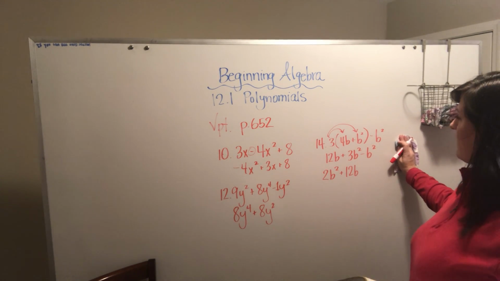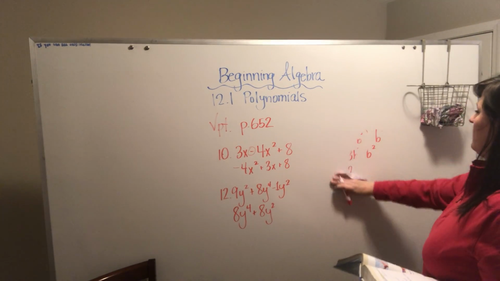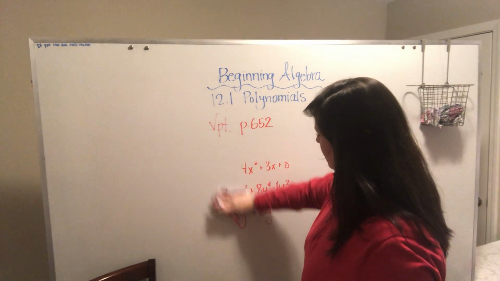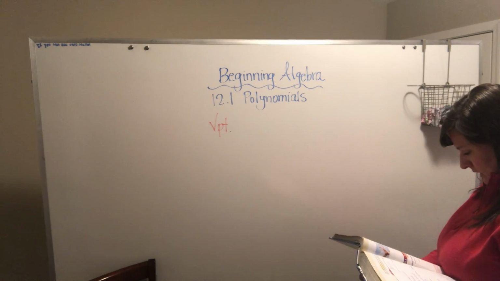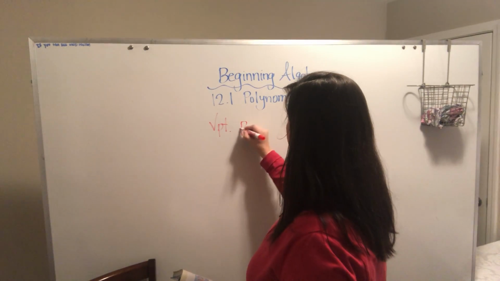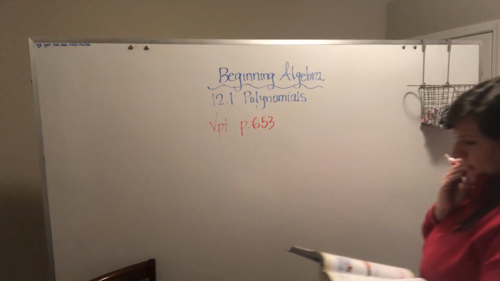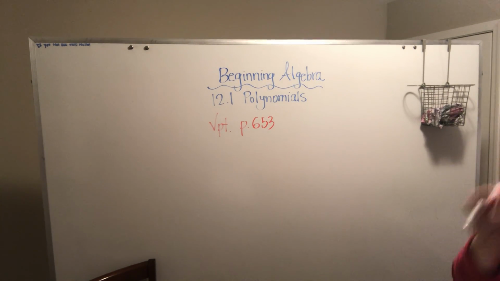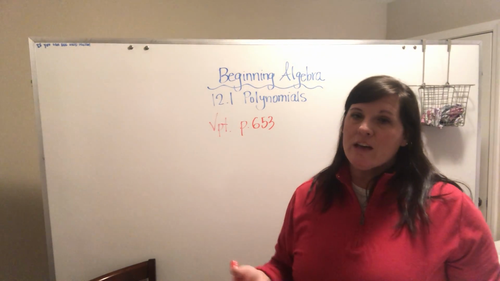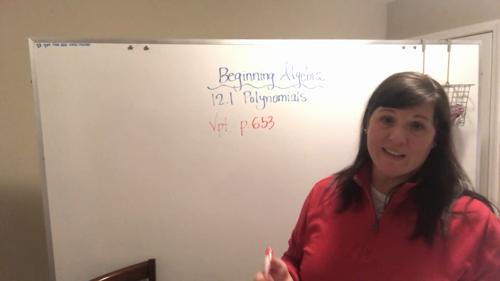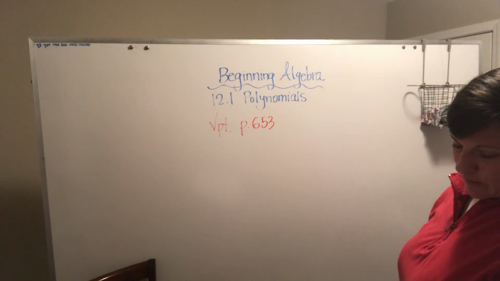Hopefully you've had a chance to write those down. If not, quick pause it, and I'm going to erase it. We are looking at your last example for section 12.1. And this is page 653. And this is talking about evaluating a polynomial. So what they're saying is, find the value of it if they tell you what x and y equal. I'm going to just do one of these here. I think this is pretty simple for you.